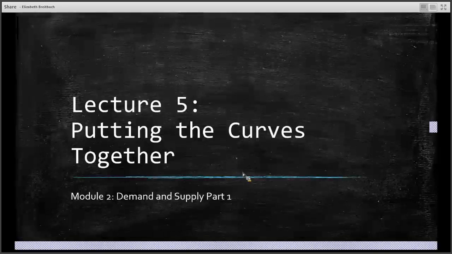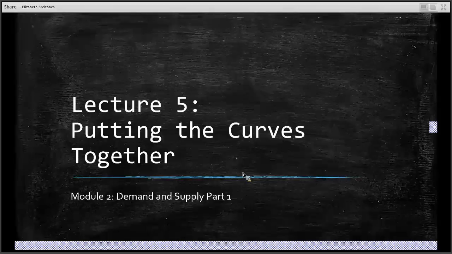In Lecture 5, putting the curves together, we're going to put together the supply and demand curves that we've just built. We're going to assume some intermediate curves: it's not going to be a perfectly elastic demand curve, it's not going to be a perfectly inelastic demand curve, and the same for supply. They're just going to be those traditional downward sloping and upward sloping curves that we've looked at.